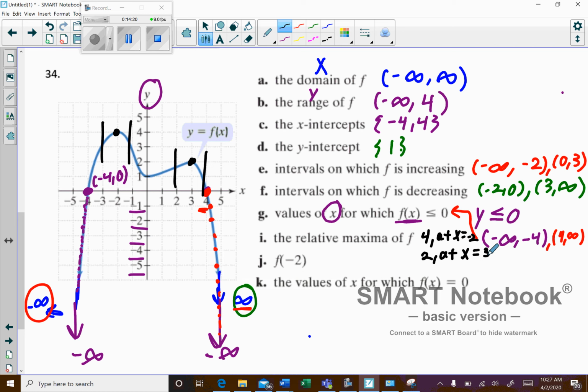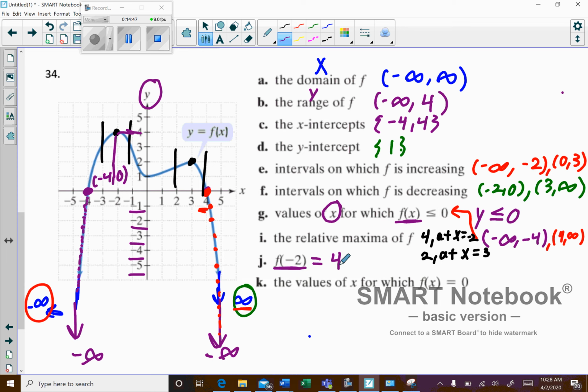All right. J shouldn't give you too much trouble as long as you know your function notation. So f of -2, all it's saying is what is the y value when x is -2. That's all function notation is. So when x is -2, the y value is 4. It happens just to be one of your maximas, your relative maximas. So when x is -2, y is 4.